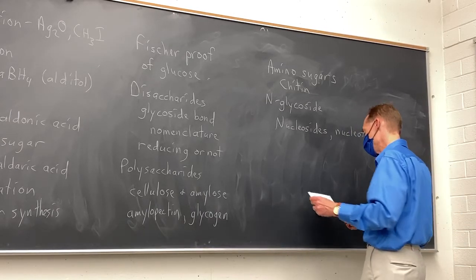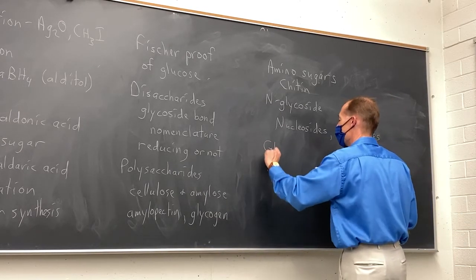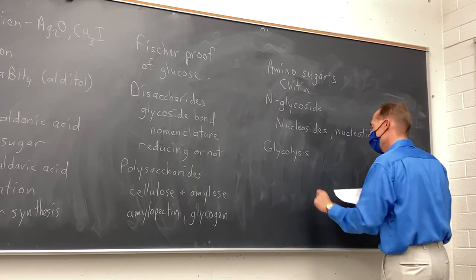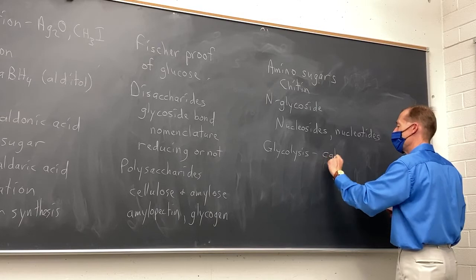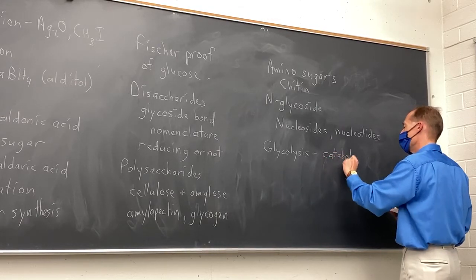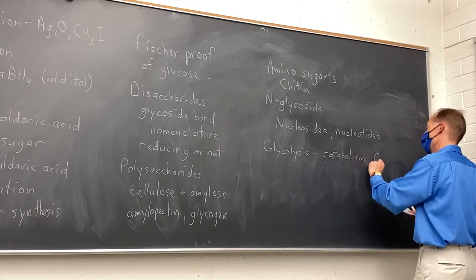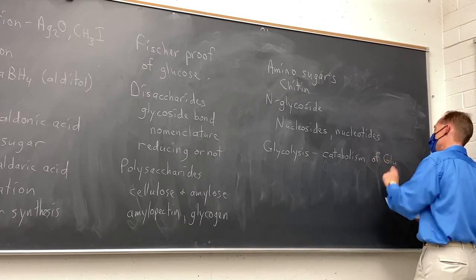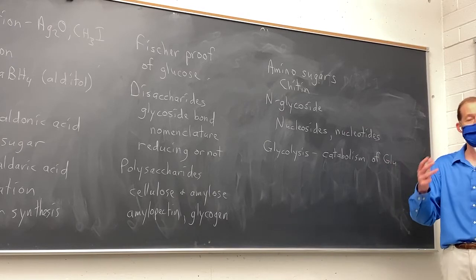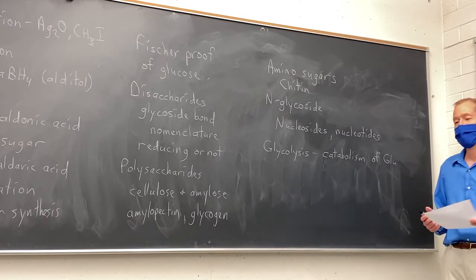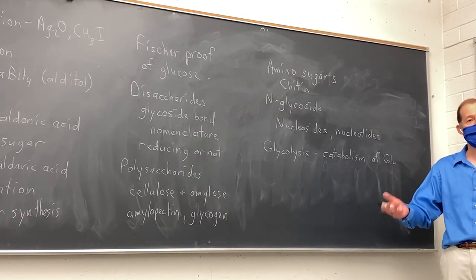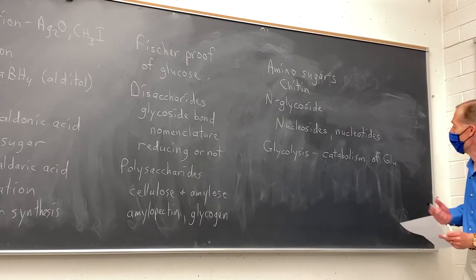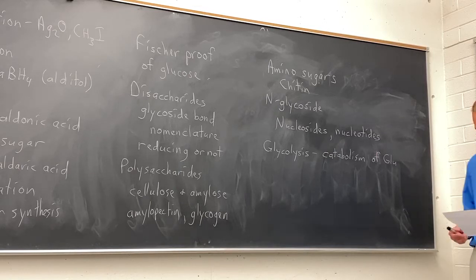And then we finished the chapter with a discussion of glycolysis. This was also something that was not in the book, but glycolysis is the catabolism of glucose. We defined the word catabolism, breaking down a larger molecule into smaller, simpler molecules, and releasing energy in the process, or being able to store energy in certain molecules as a result of that process.